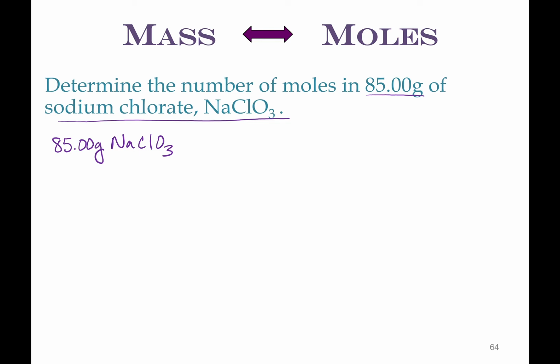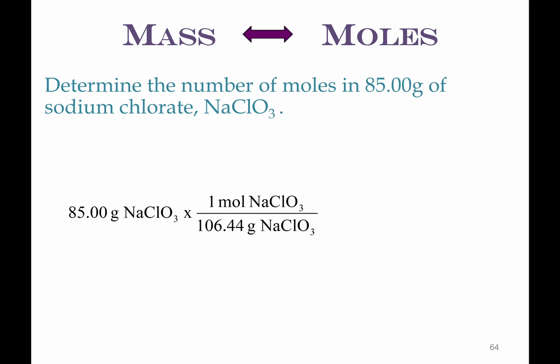So we need to take 22.99 plus chlorine, which is 35.45, plus 3 times 15.9994, giving us 106.4382. I'm actually going to erase this. So 106.44 grams per mole. So the grams go in the bottom because I want to get rid of them. Here they are, and here they are. Opposites cancel. Moles are in the top.